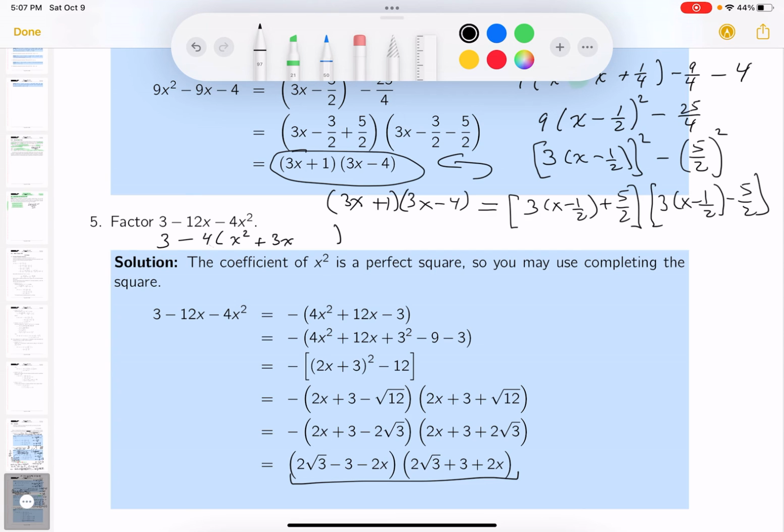Half of 3 is 3 halves. Square it, you get 9 quarters. Let's keep writing it. What do you get over here? 3 minus 4. Oops, I forgot to do something, which I'm always telling my students, never forget this. All right, I just forgot it, though. And I'm going to say, what am I doing? I'm subtracting 9. I have to add 9 now.